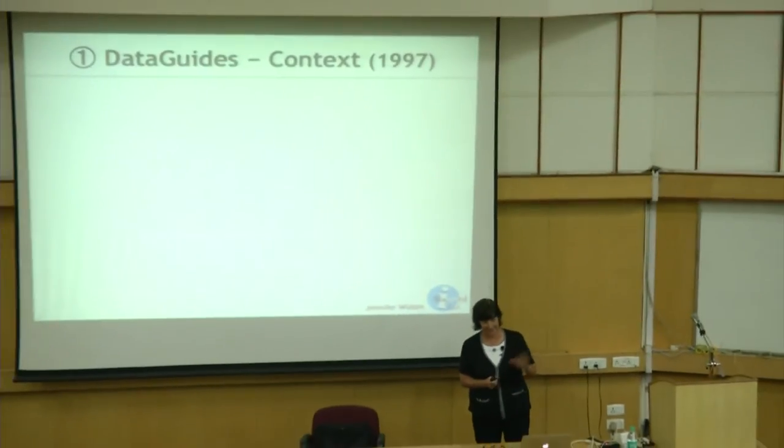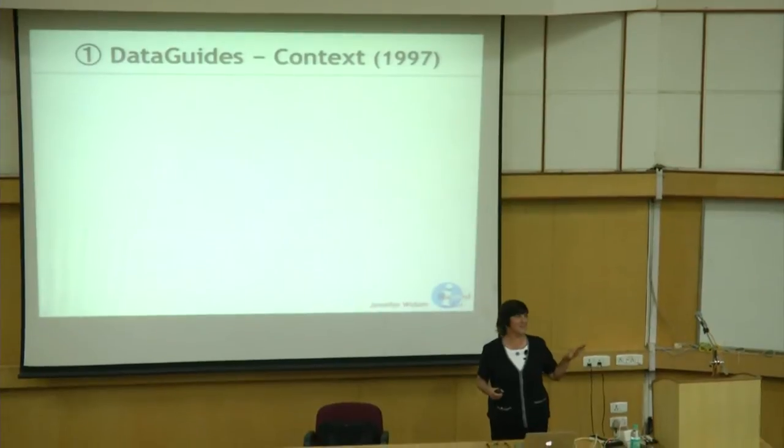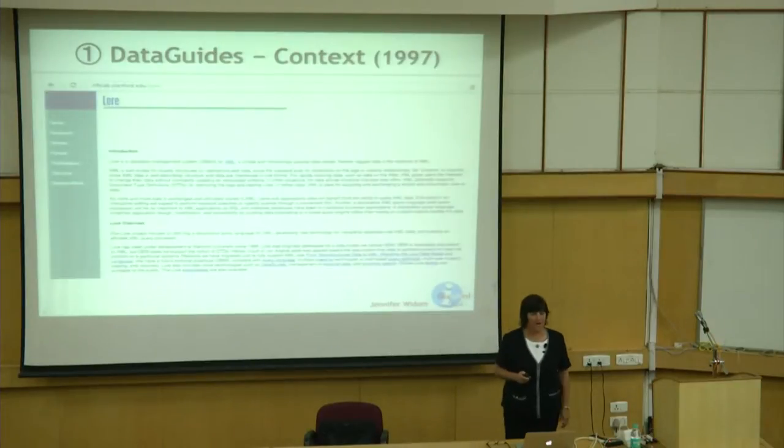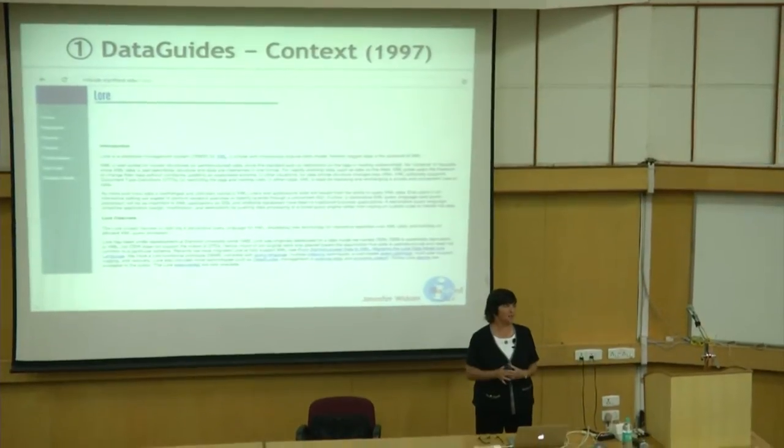Okay, so I'm going to launch right into the first result, which was called data guides. And I'm going to start by giving the context for the work. And again, you have to wind way back to 1997, which only a few of you in the room can actually do realistically, but I'll wind back for you. So the project was called LORE, which stood for Lightweight Object Repository. And we were actually working on a data integration project, bringing together multiple sources of data and trying to coordinate them.